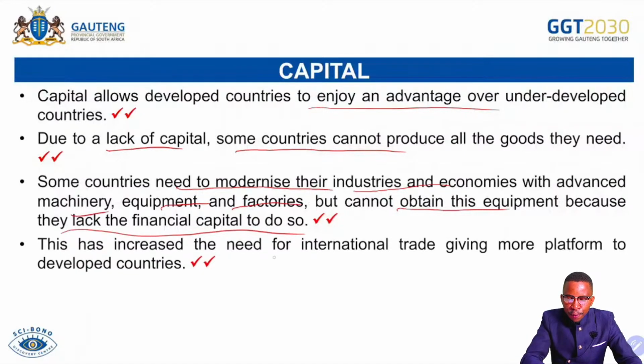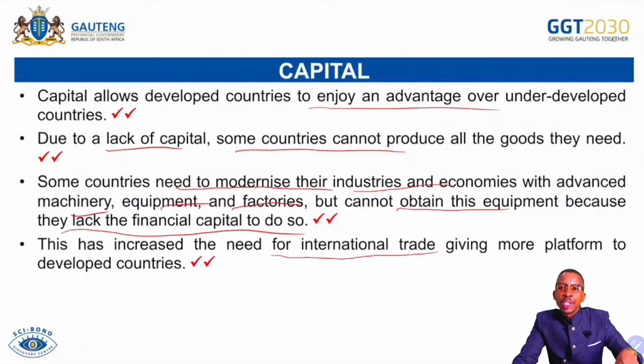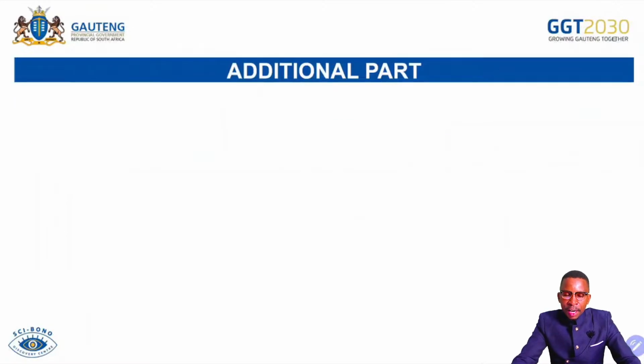This has increased the need for foreign trade, giving more platform to developed countries. We know that developed countries with the machinery take our natural resources and transform them into finished goods, and we sell these natural resources to them at a lower cost because they are still unprocessed. As they come back to us as finished goods, they become highly expensive because they have been transformed into final goods and services. So that's an advantage developed countries always hold against developing countries. The capital or financial advantage allows them to really manipulate developing nations across the world.